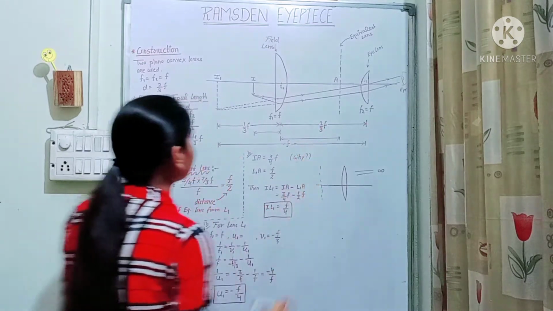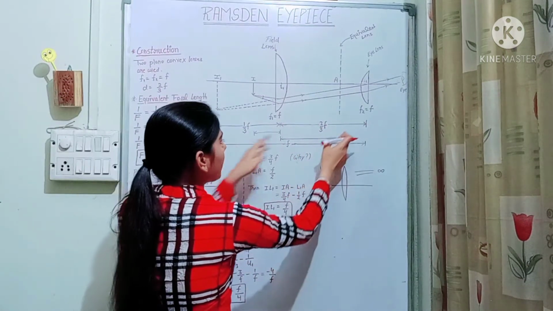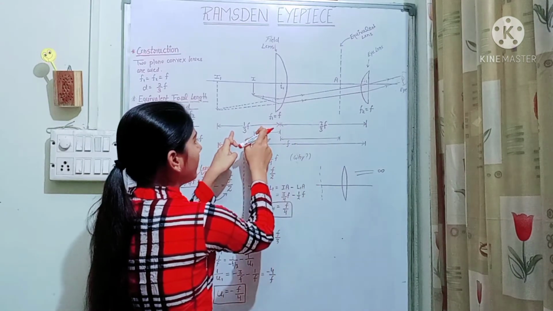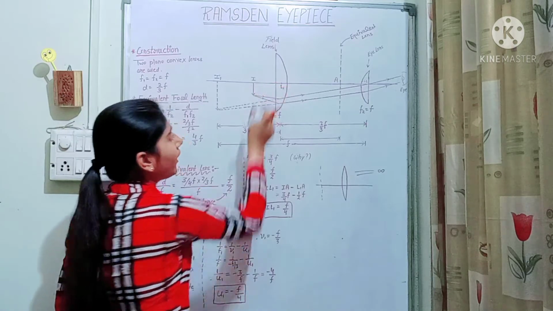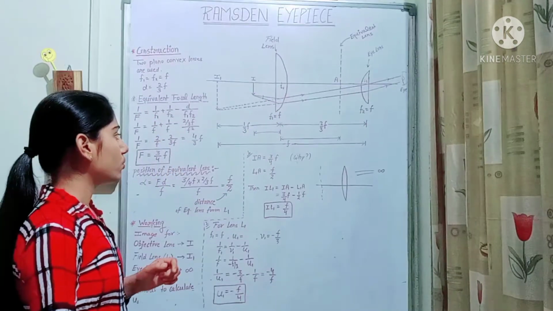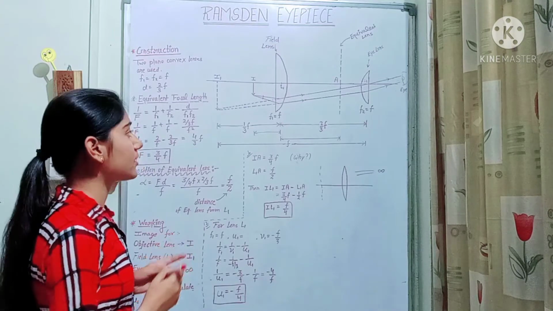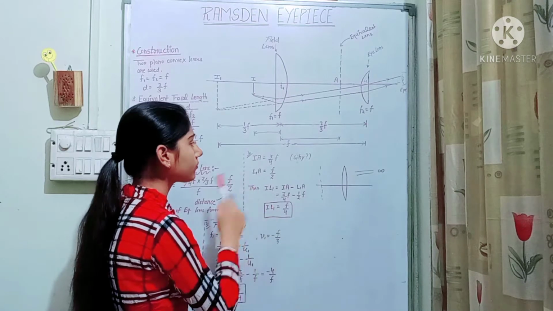Okay, now when you subtract this and this, you get f by 3 this. Now we want to know this distance and we have two methods to find this distance. Okay, let's talk about the first method. What is it? See this.